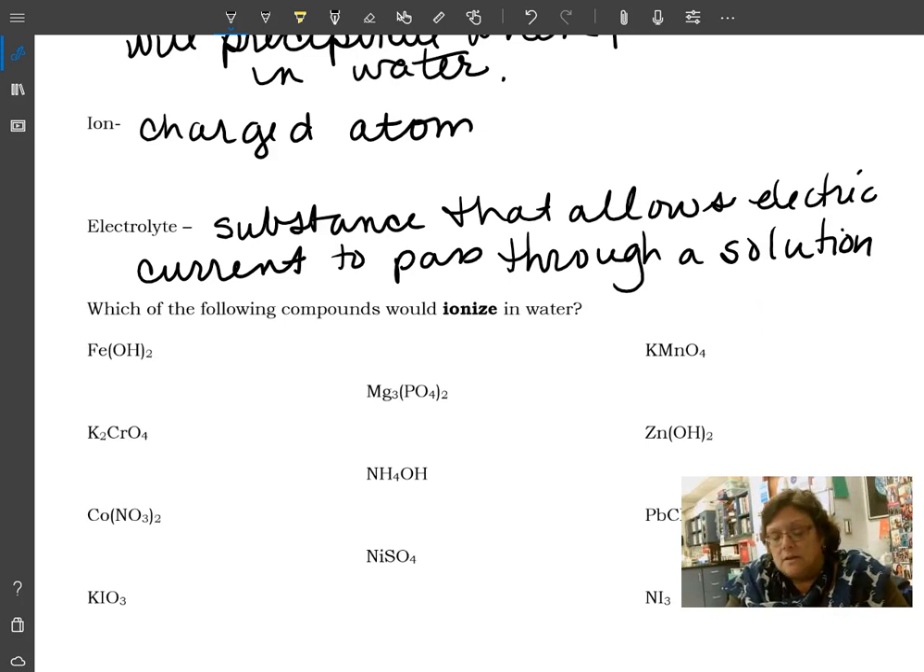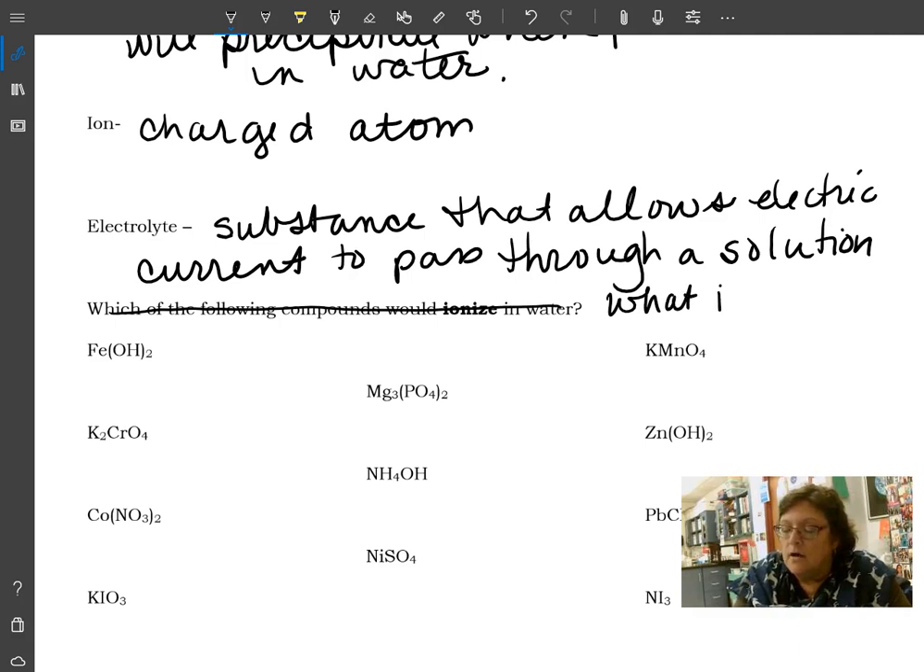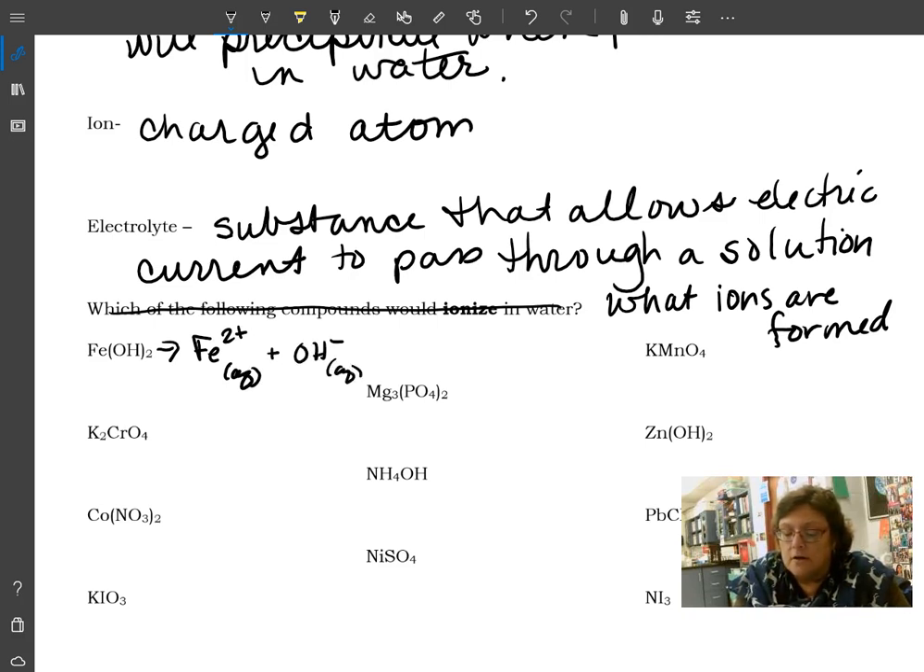Now this next question says, which one of the following compounds would ionize in water? And we're going to change this question to what ions are formed from each one of these compounds. Iron 2 hydroxide will dissociate into iron 2 ions and hydroxide ions, and there's 2 of them, so we have to have a 2 there.